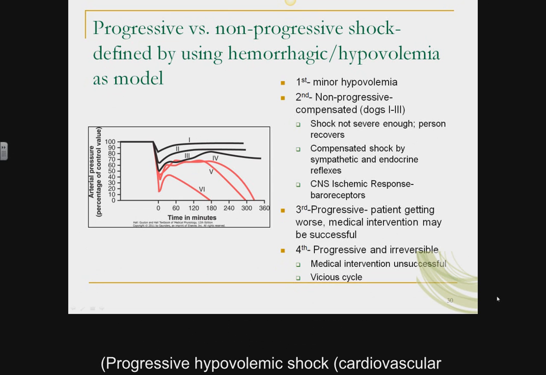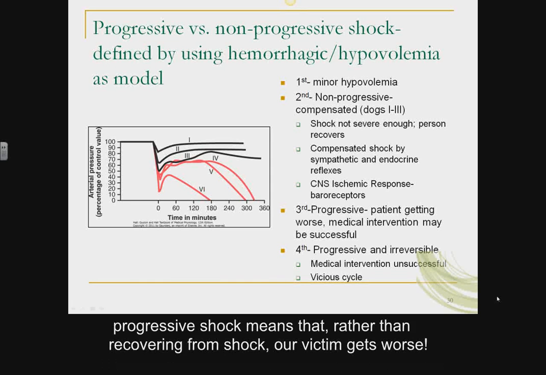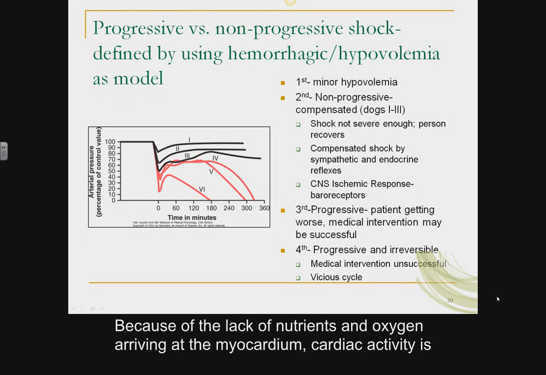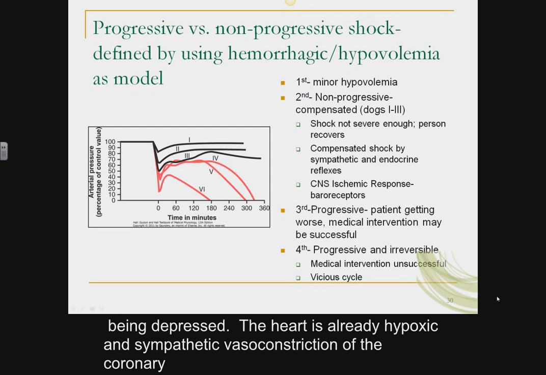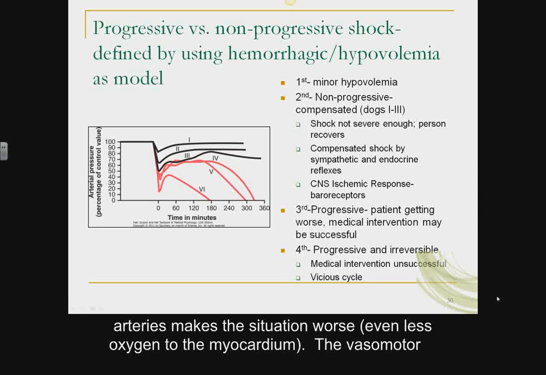Just to do it again, progressive hypovolemic shock, or cardiovascular deterioration. The term progressive shock means that rather than recovering from shock, our victim gets worse. Because of the lack of nutrients and oxygen arriving at the myocardium, cardiac activity is being depressed. The heart is already hypoxic, and sympathetic vasoconstriction of the coronary arteries makes the situation worse. That means even less oxygen to the myocardium.